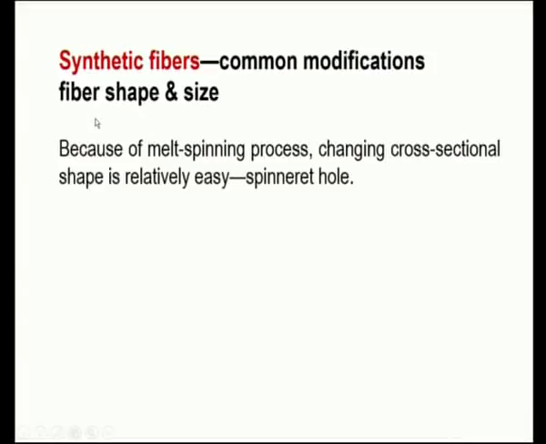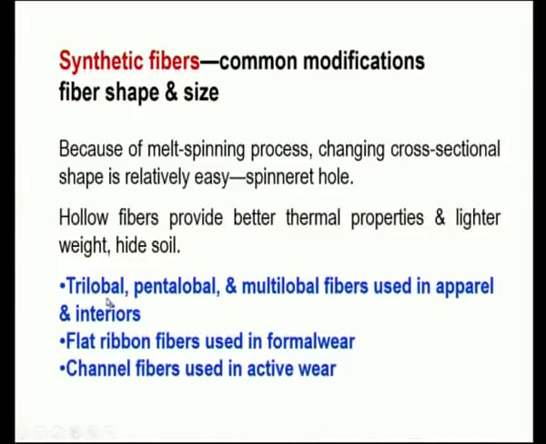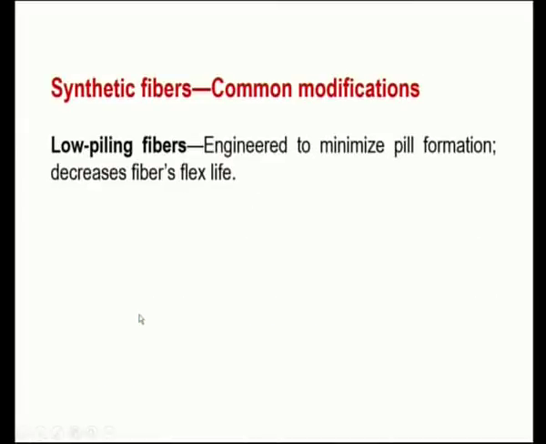Common modifications are fiber shape and size. Because of the melt spinning process, changing the cross-sectional shape is relatively easy, using the spinneret hole. Hollow fibers provide better thermal properties, lighter weight, and hide soil. Trilobal, pentalobal, and multilobal fibers are used in apparel and interiors, flat ribbon fibers are used in foam valves, and channel fibers are used in activewear. So, different types of fibers are used in different kinds of applications.